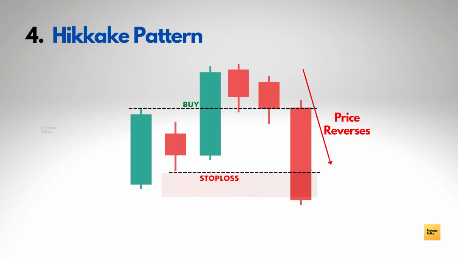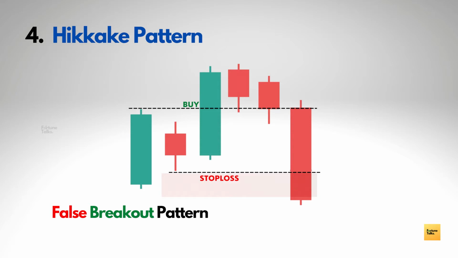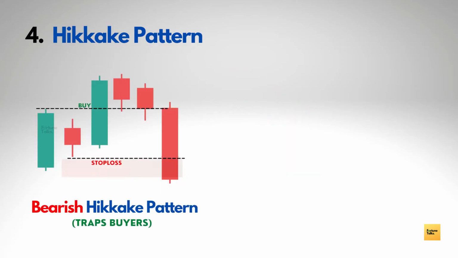But the next thing you know, the market does a 180-degree reversal and collapses lower, and you are now in deep loss. Now this is what we call a hikkake pattern, which is a false breakout pattern. Now there are two variants of the hikkake pattern. The first type is a bearish hikkake pattern, which actually entices the bulls or the buyers into buying and then traps them and makes them hit their stop loss.